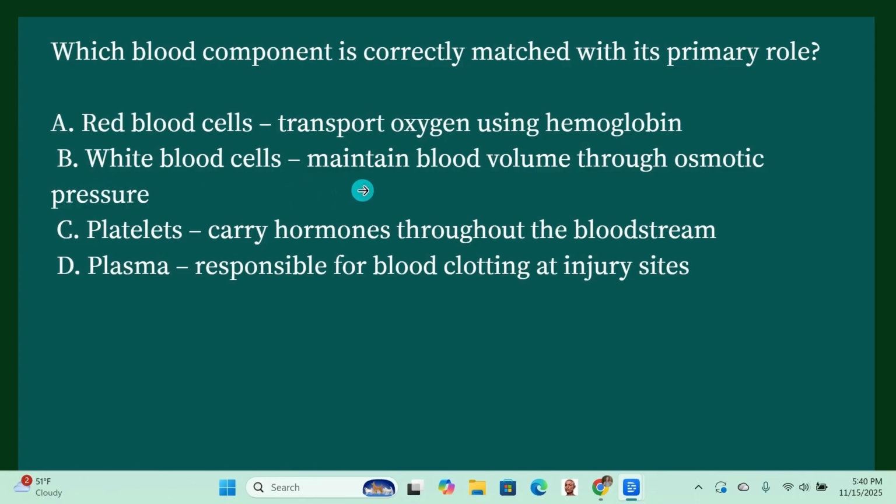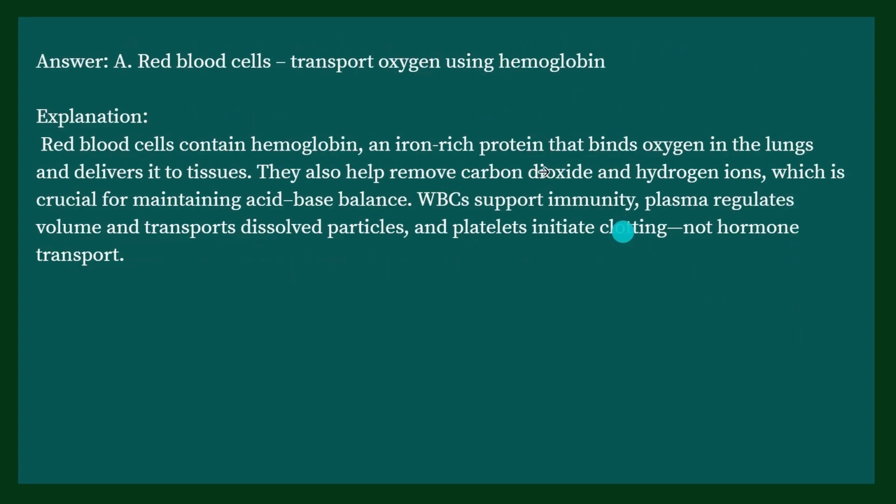B, white blood cells maintain blood volume through osmotic pressure. No, that would be proteins. So plasma proteins. C, platelets carry hormones throughout the bloodstream. Nope, that would be another plasma protein. And then D, plasma responsible for blood clotting at injury sites. That would be platelets. So I like A, red blood cells transporting oxygen using hemoglobin.